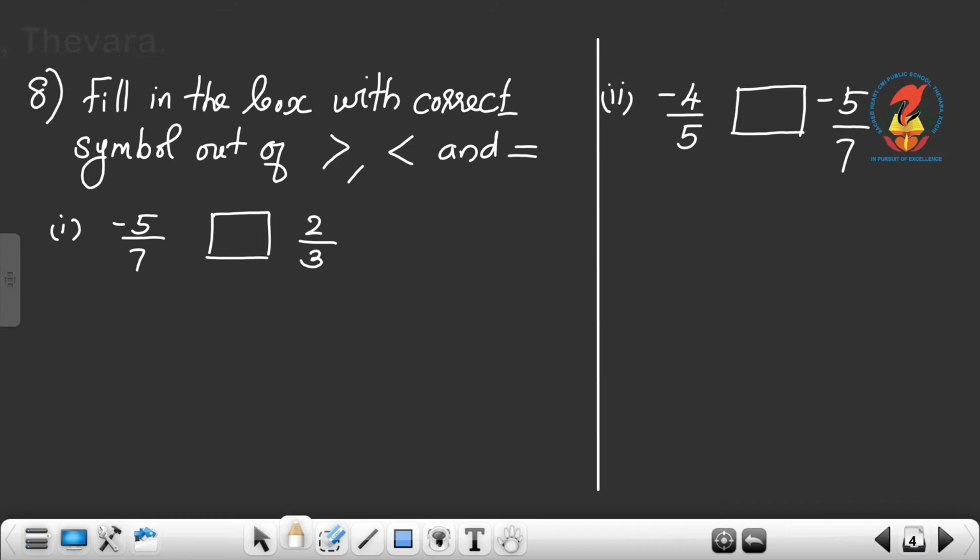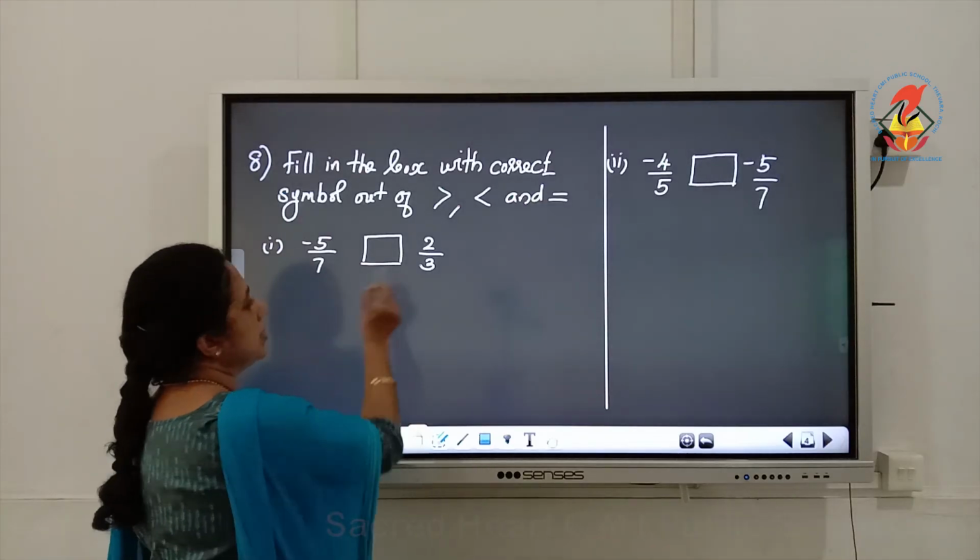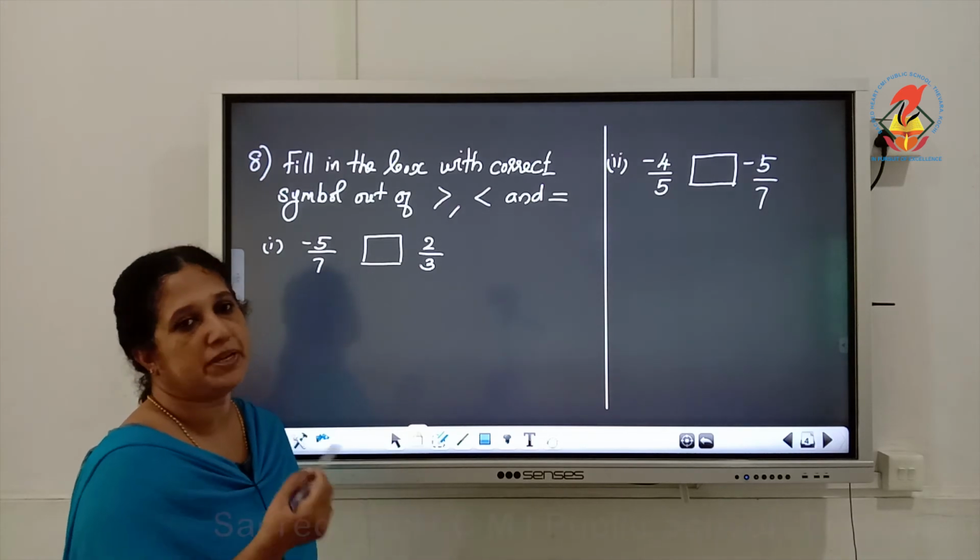Next one, question number 8. Fill in the box with the correct symbol out of greater than, less than and equal to. So you have to fill in the box with the symbols, either the greater than symbol, less than symbol or equal to sign. So what we have to do? We have to compare these two rational numbers. So that is the meaning of the question.